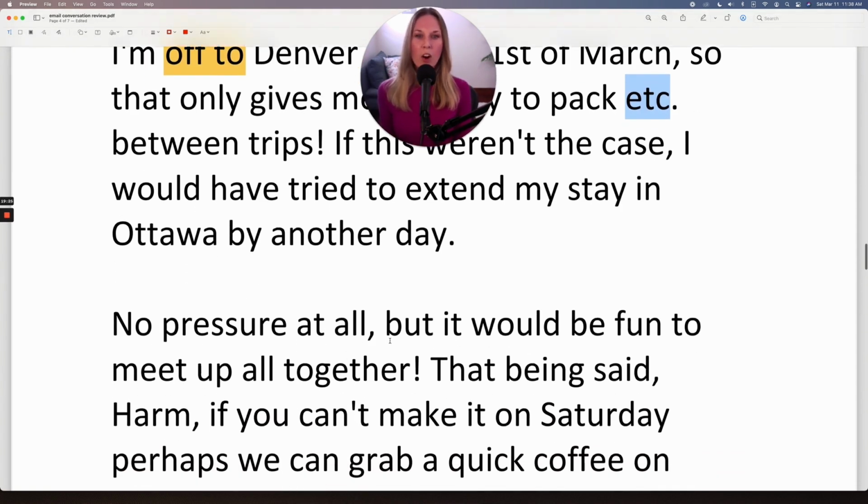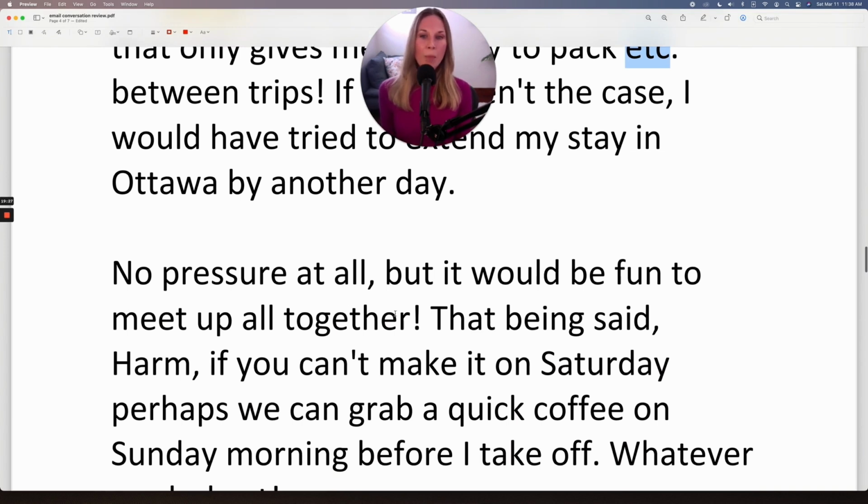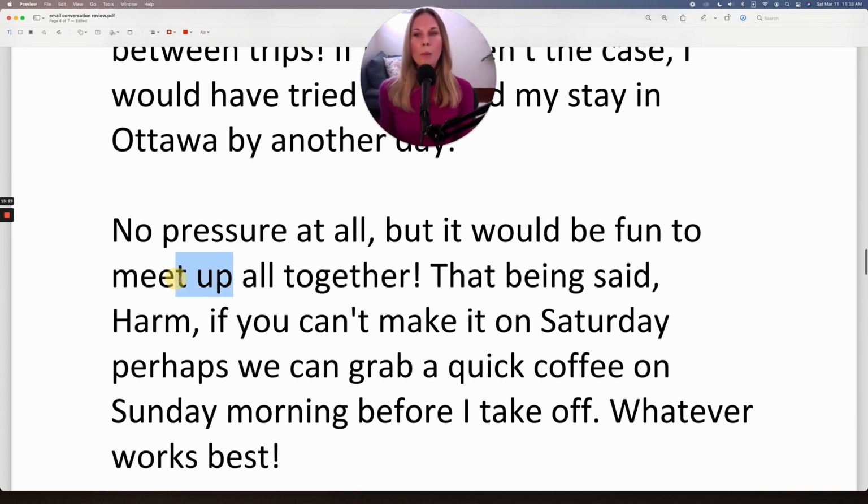No pressure at all, but it would be fun to meet up all together. We commonly put the preposition up with meet when we're getting together with friends. Do you want to meet up tonight? You could also say meet. It's one of those phrasal verbs that are optional and has the same meaning. You want to meet up tonight?